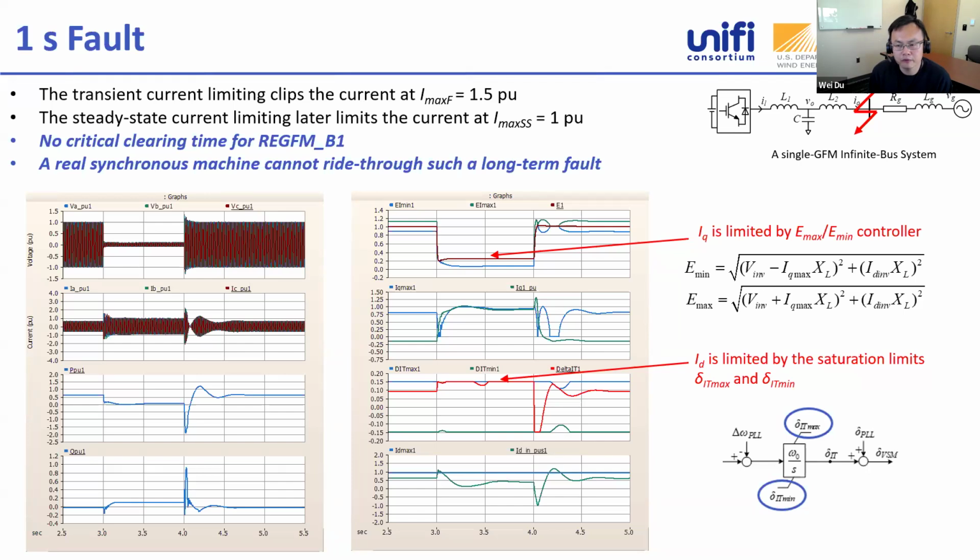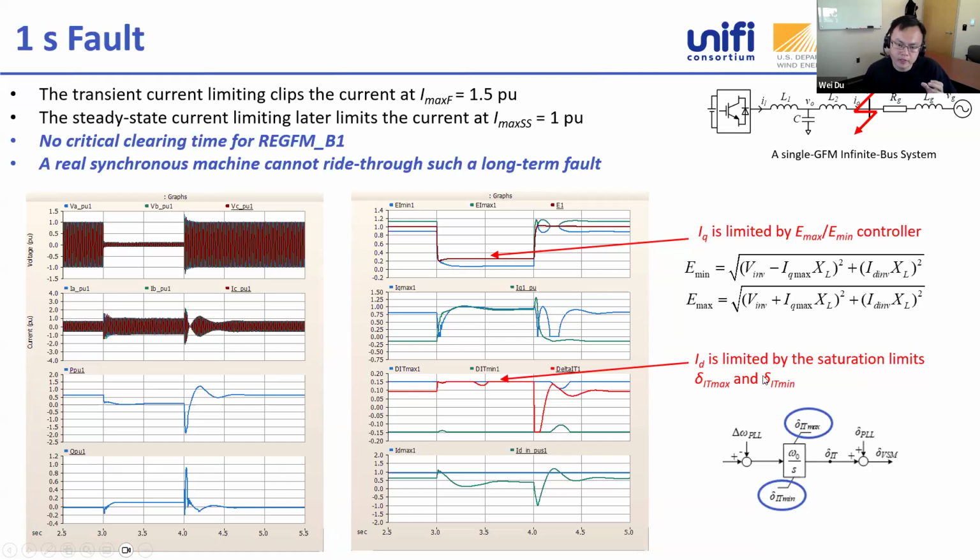You can see we have a single grid forming inverter connected to an infinite bus system. If we apply a long-term fault, look at this PSCAD simulation. At the beginning of the fault, we have a little bit of overcurrent, but this was clamped by our PWM level current clipping algorithm, maybe at 1.5 per unit. Then our steady state current limiting control quickly activated to limit the steady state current. You can see here our reactive current is quickly limited by quickly reducing our internal voltage magnitude using this Emax and Emin controller. So this algorithm is activated very quickly to reduce the reactive current, and you can see the reactive current is limited at its IQ max.